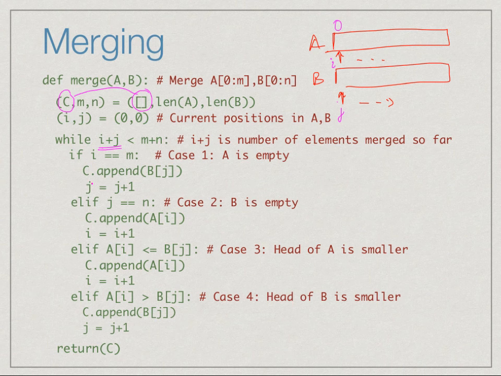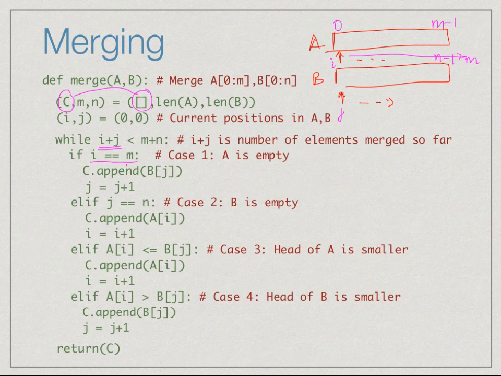The first two cases are where one of the two lists is empty. Either we have reached the end of A, so i has actually reached... remember, the indices go from 0 to m minus 1 and 0 to n minus 1. So if i has actually gone to m, that means that we have exhausted the elements in A. So we append the next element in B and we keep going by incrementing the index in B. Similarly, if we have reached the end of B, we append the next element of A and we go back. Now remember that at this point, because i plus j is less than m plus n, if we have finished m elements but m plus n has not been reached, there must be some element in B.